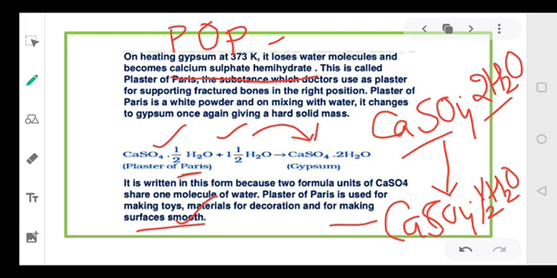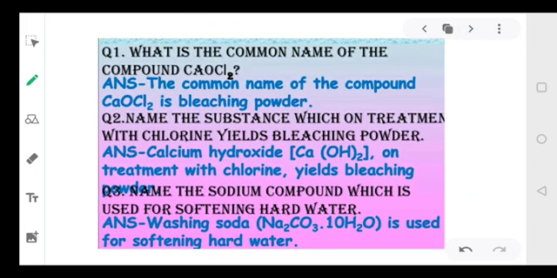Let's come to a few questions that I am discussing. What is the common name of the compound CaOCl2? The common name is bleaching powder. Name the substance on which treatment with chlorine yields bleaching powder. That is calcium hydroxide. Can you name a salt which makes the water soft? Just now we have discussed. It is washing soda.